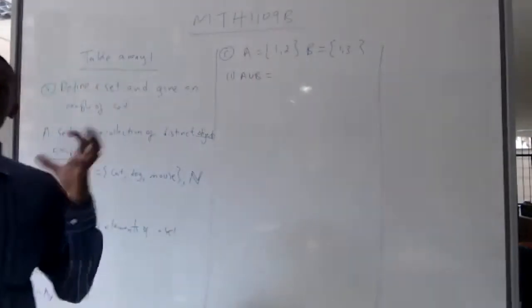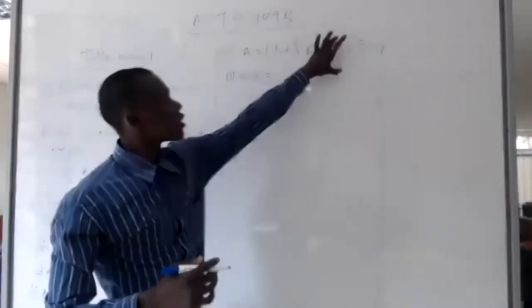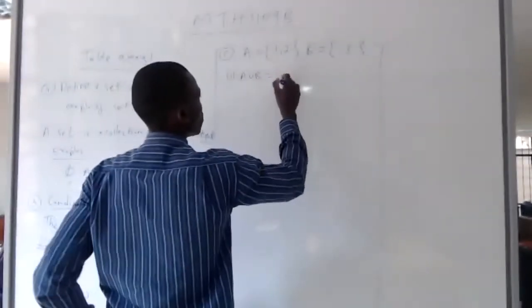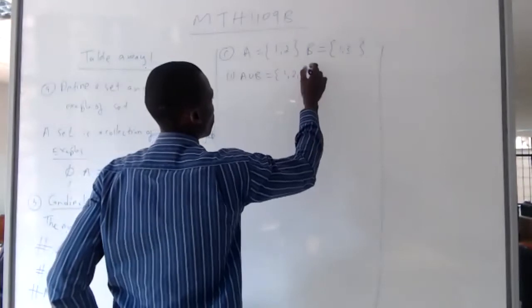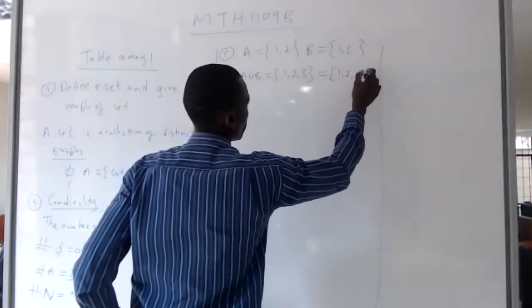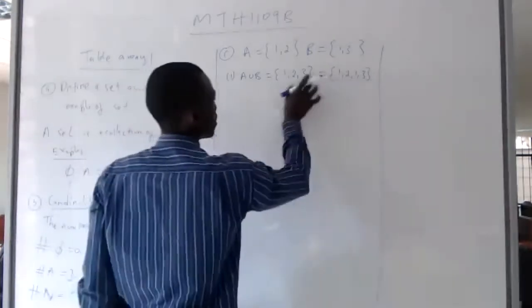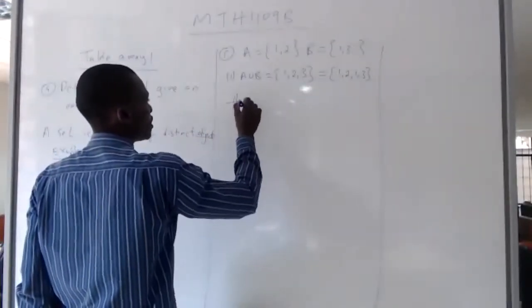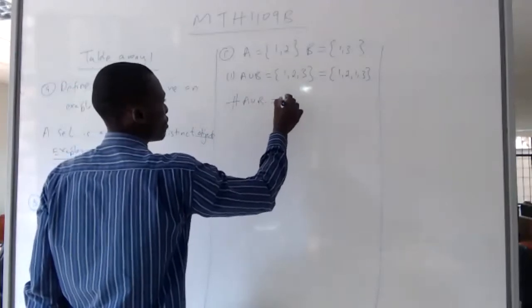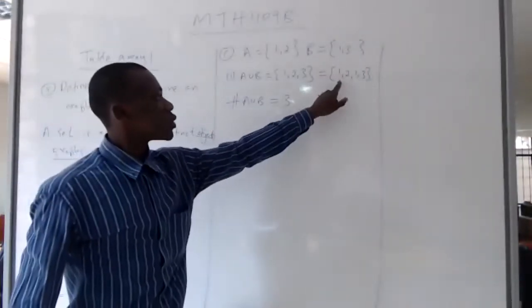We define union as the collection of all elements that are in either of the sets. So they could be in A or in B or in both. To find the union, just put everybody together. So this will be 1, 2, 3. And even if you write this as 1, 2, 1, 3, it's still okay, because we're only interested in distinct elements. And so the cardinality, the number of elements in the union, will be 3. When counting, just remember to count the element 1 once.